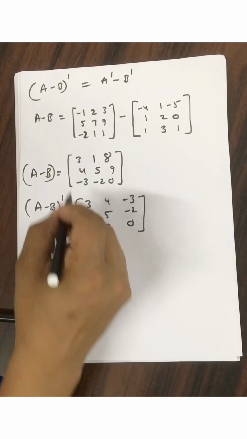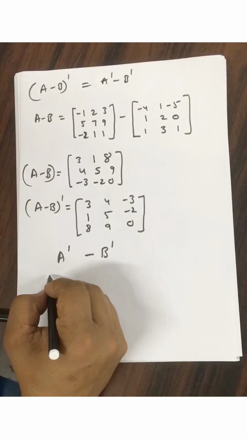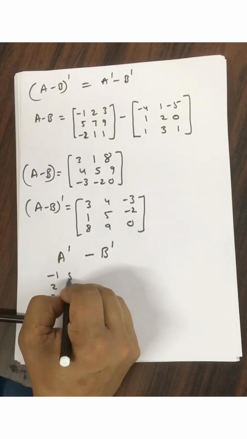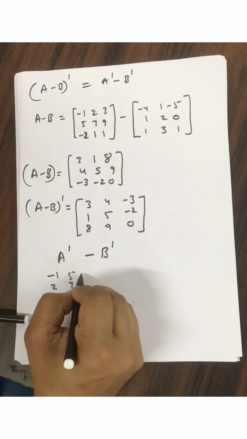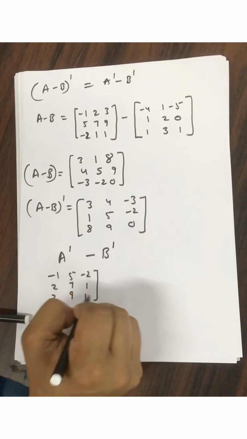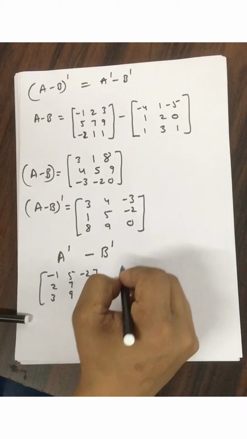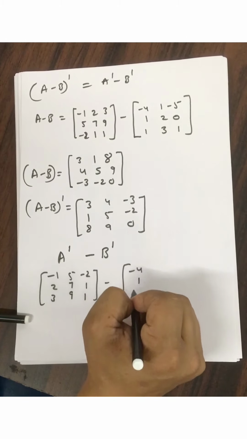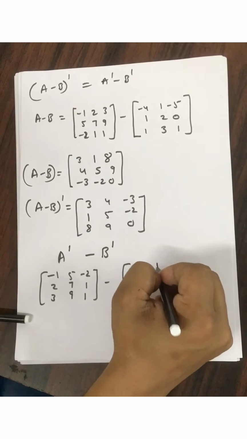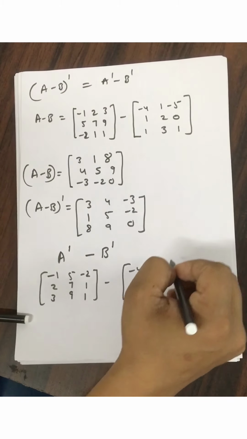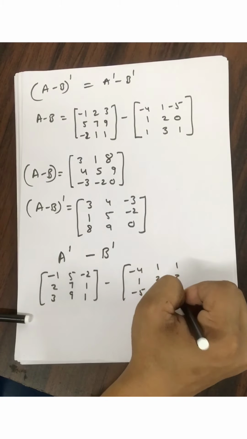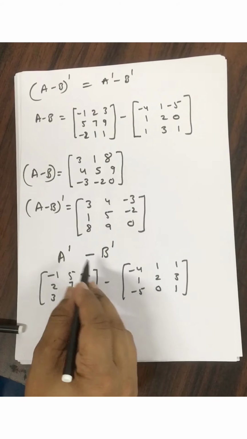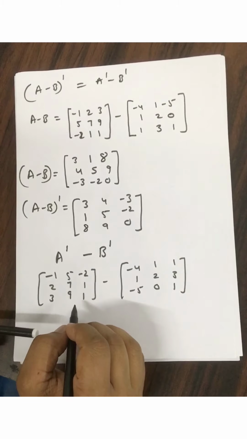Next let's do A transpose minus B transpose. What is A transpose? We'll write minus 1, 2, 3 and this is 5, 7, 9, minus 2, 1, 1. This is value of A transpose. Minus B is how much? Minus 4, 1, minus 5 and this is 1, 2, 0, 1, 3, 1. Okay. Now let's subtract. How much this will come? This will come the same. It's coming, yes.